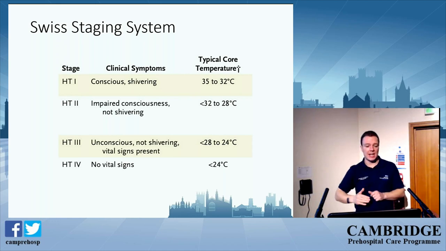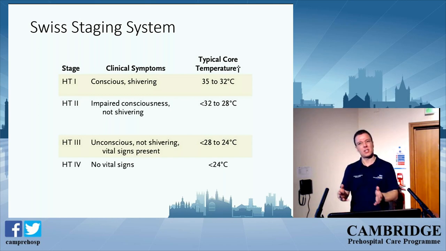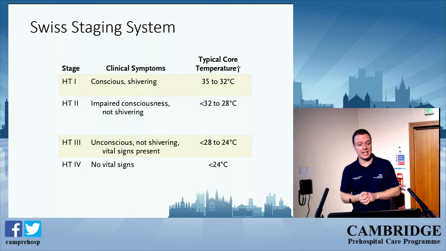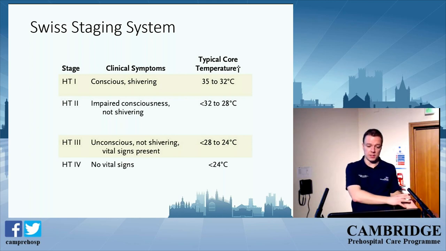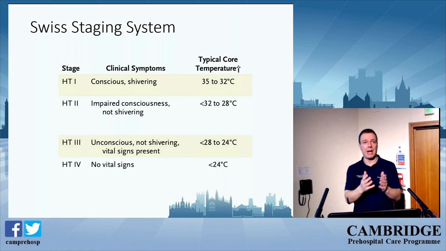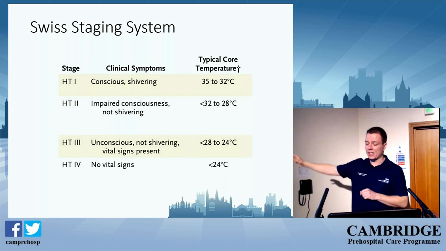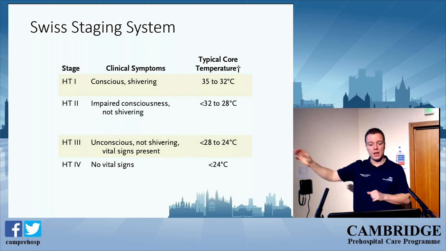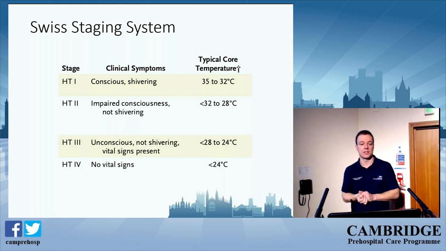As you progress through the stages, you become impaired in your consciousness and you begin to stop shivering. You lose that shivering reflex. That's Swiss stage 2. Swiss stage 3 is when they progress to unconsciousness. They're still not shivering, but they have palpable pulses and vital signs, so you can measure signs of life. And then in category 4, no clinical signs of life, so no vital signs. Notice it doesn't say cardiac arrest, but you can't detect those vital signs for whatever reason. And that corresponds to very severe hypothermia.